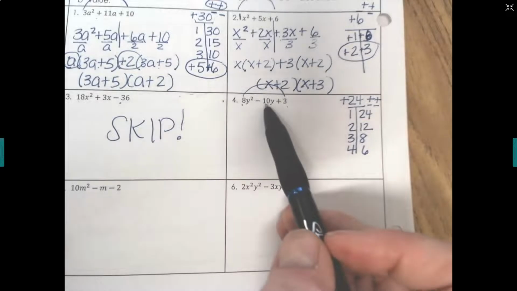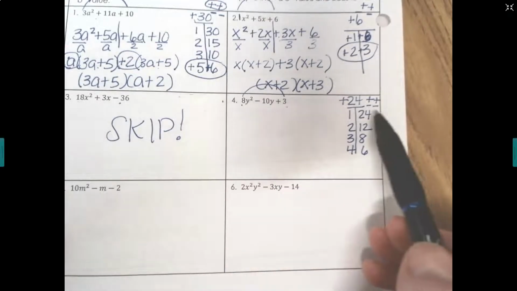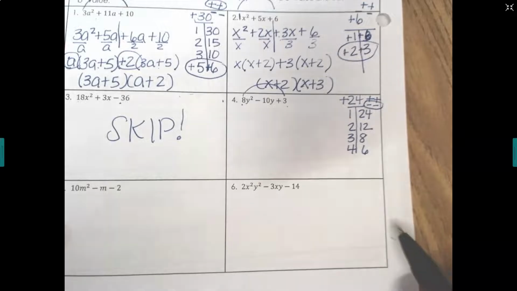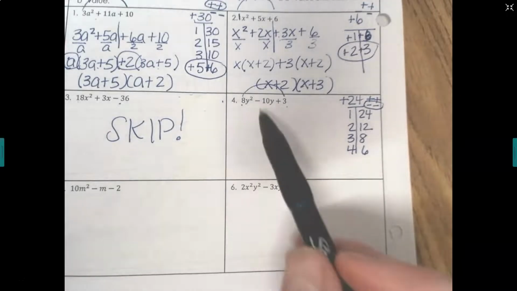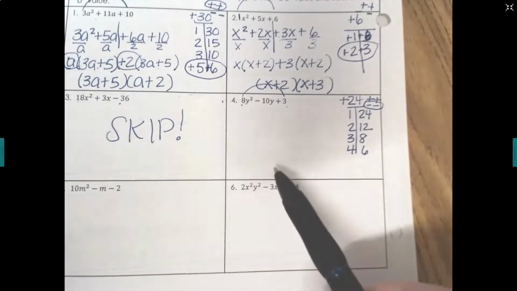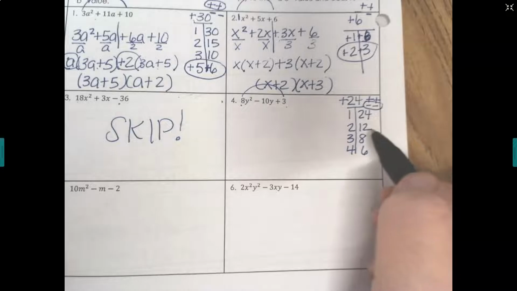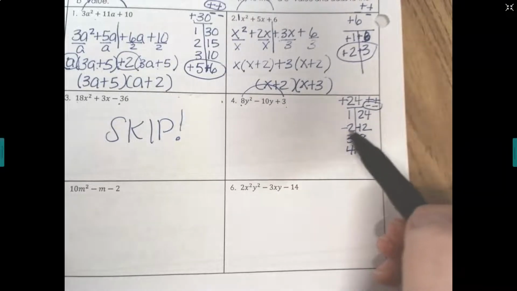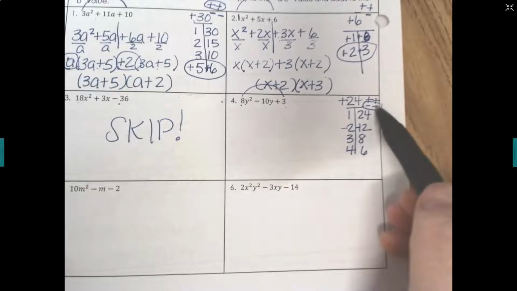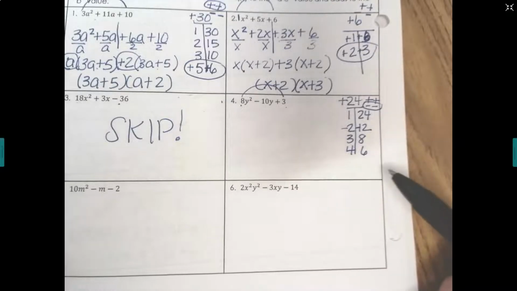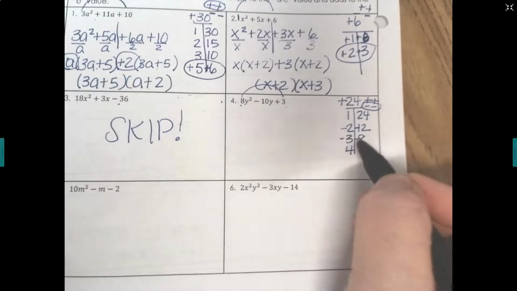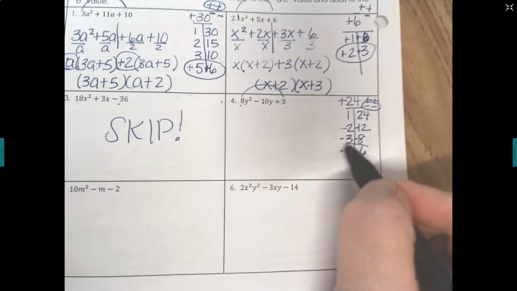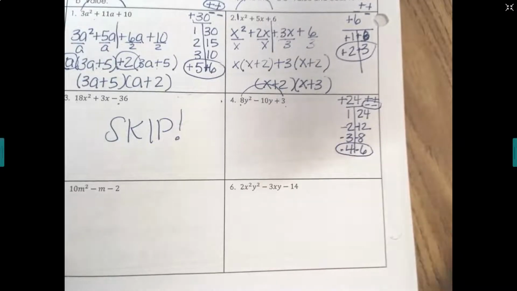I'm trying to get them to add to a negative 10. If they both have to be the same sign, the only way they're going to add to a negative is if they're both negative. That's why it's important. This could become a 10 if they had opposite signs, but they do not have opposite signs. They have to have the same sign. So negative 3 and negative 8 is negative 11. Negative 4 and negative 6 is negative 10. That's the pair I'm going to substitute in.